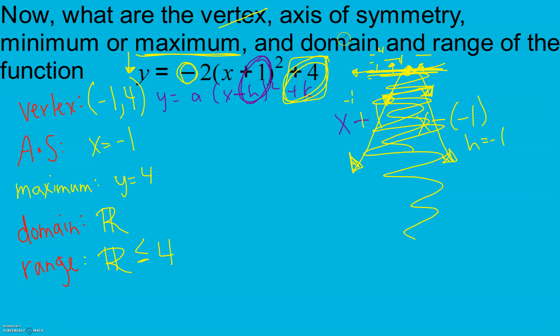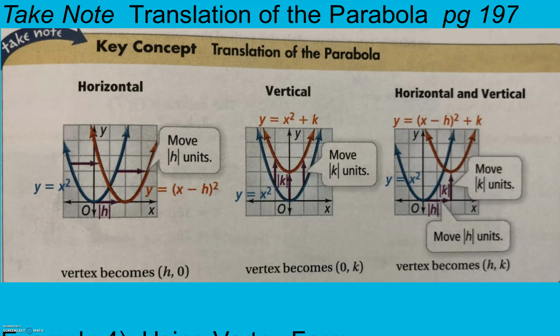It asks for vertex, axis of symmetry, maximum or minimum, and the value, and then the domain and the range. There's a take note on page 197 that talks about translations of parabolas some more. If we move horizontally, our change is to our x. It's our x value that's changing here, not our output. And I remember that because it's like it took our squared on our x and moved it horizontally over to make room for that h.